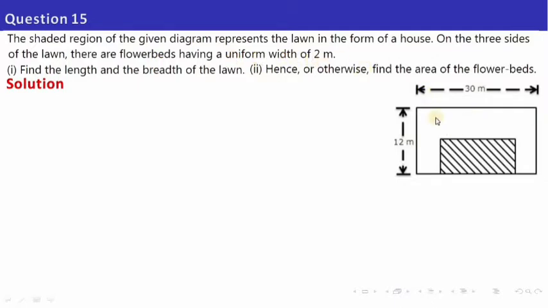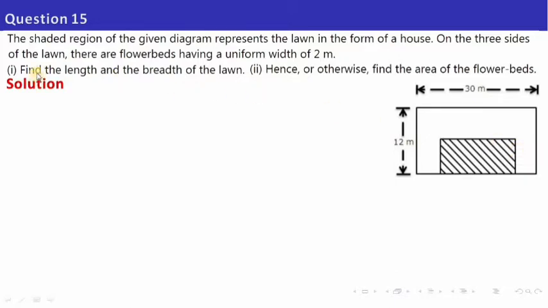Okay, so if you look at the diagram, this shaded part represents the lawn. Now on the three sides, you see there are three sides, so on the three sides we have flower beds. So this represents flower beds having uniform width 2 meter. It means that from here to here this width is 2 meter, this width is also 2 meter, and this width is also 2 meter.